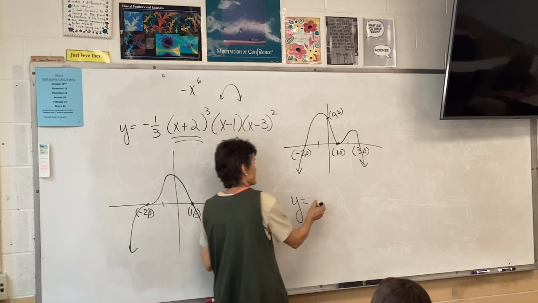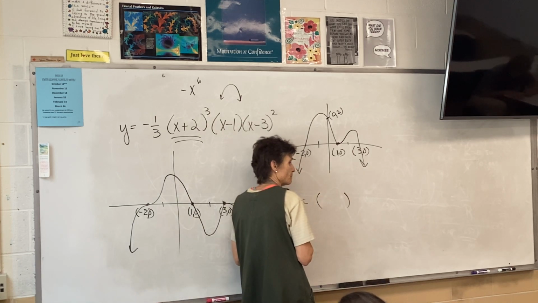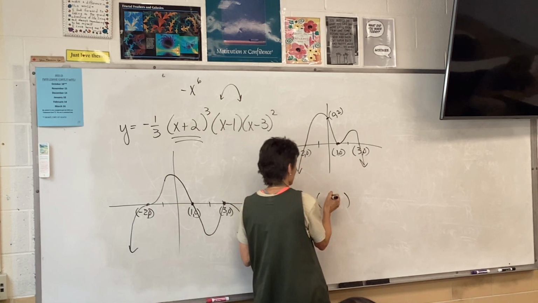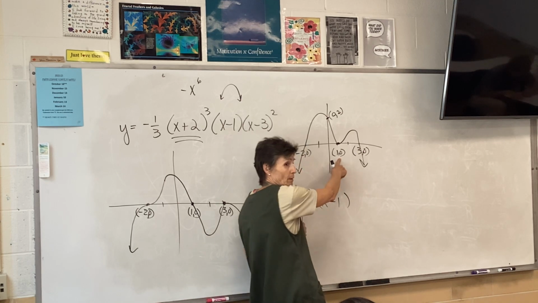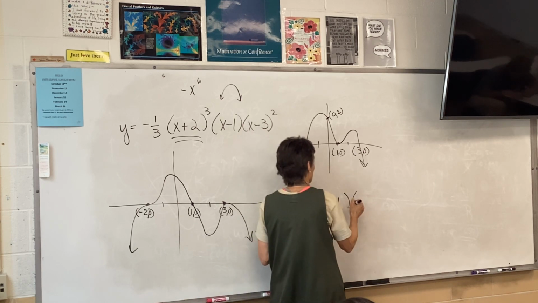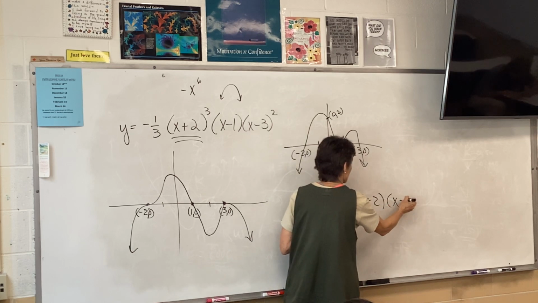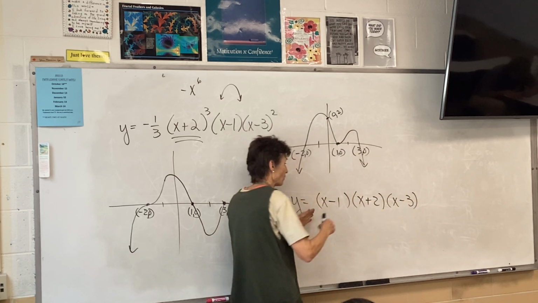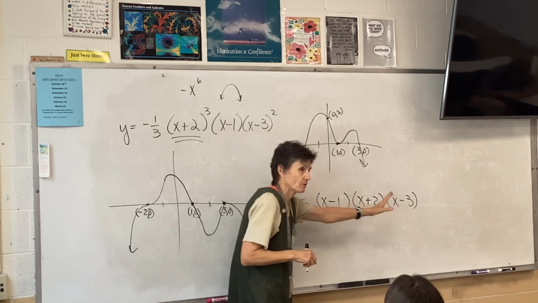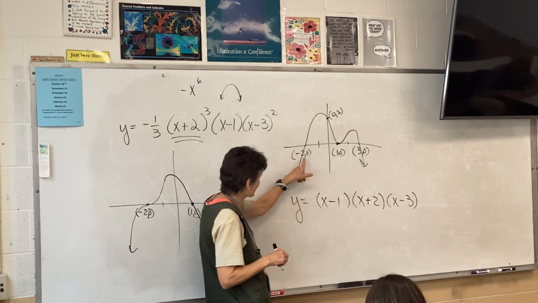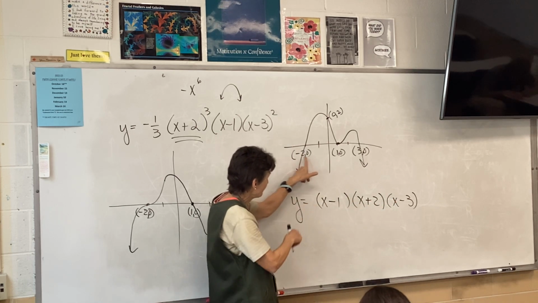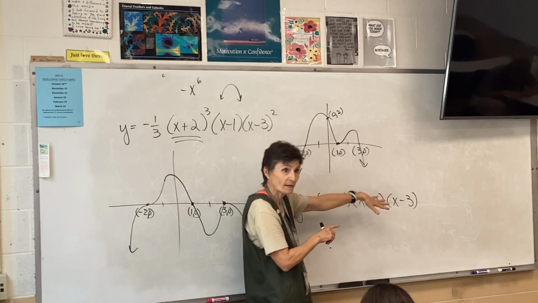What are the parentheses gonna look like in this problem? X minus 1. X minus 1 from that one right there. Plus 2. X plus 2. Plus 2 and minus 3, and I kind of did these out of order. It doesn't matter, whatever order you want to put them in. Does everybody agree? X plus 2, X minus 1, X minus 3?